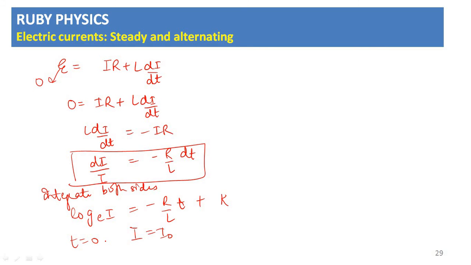As soon as we release the key and the battery is cut off, the current starts decreasing with the increase of time. So at t equal to 0, I is equal to I naught. Please make this point clear, and then put the value. So it will be log base e I naught is equal to 0 plus k, so k is equal to log base e I naught. Now put this value of k in this equation.